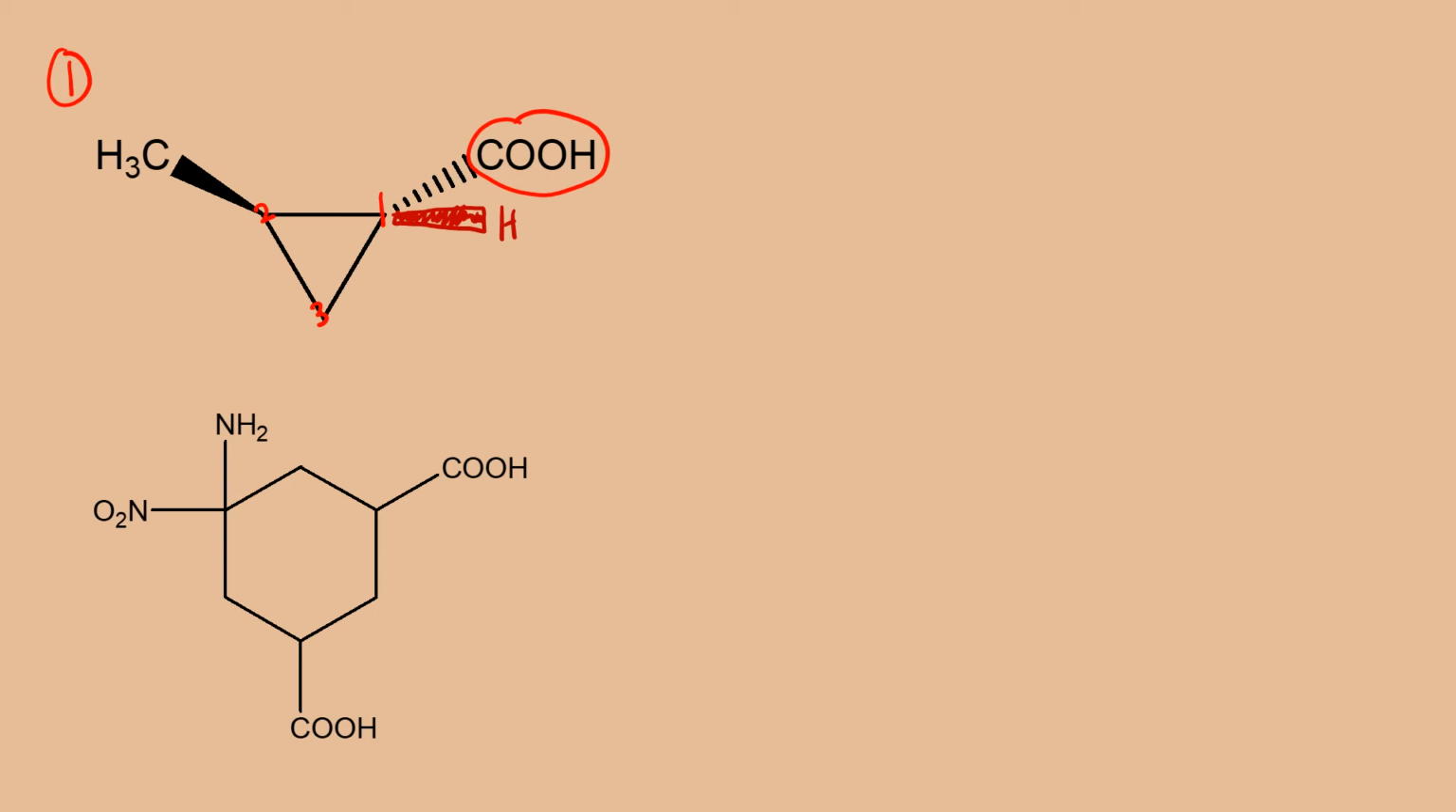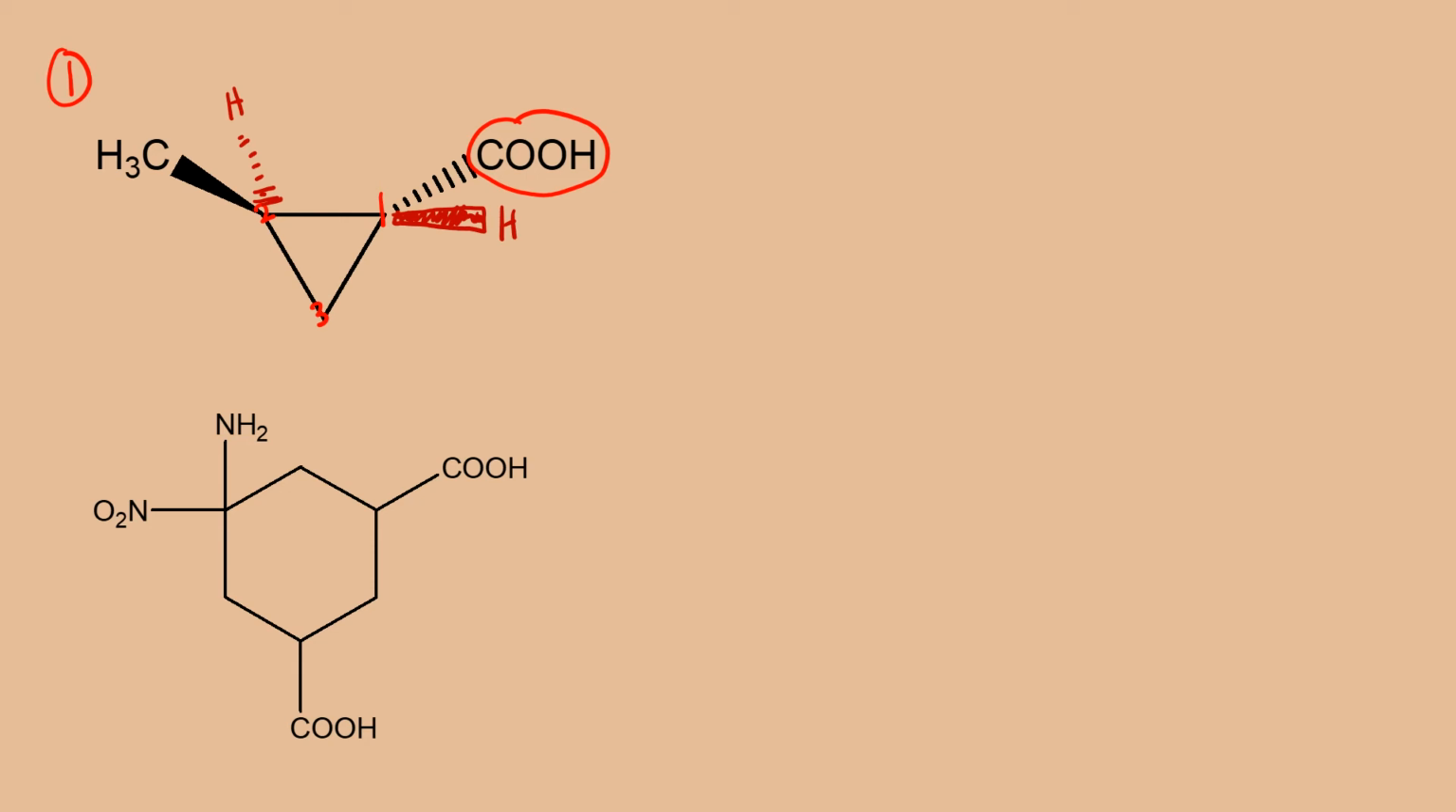So untuk karbon yang kedua pula, yang wedge ataupun bold itu adalah CH3. So yang the dash ones itu adalah with hydrogen. Okay, so di sini the name of this molecule adalah 2-methyl cyclopropane carboxylic acid. Okay, 2-methyl cyclopropane carboxylic acid.